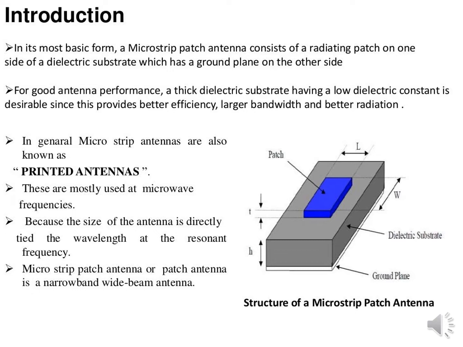This particular microstrip antenna, in other words, can also be called a printed antenna. They are most widely used at microwave frequency. Why they are most widely used at this frequency is that the size of the antenna will be directly tied to the wavelength at the resonant frequency. So we can call this microstrip patch antenna, or patch antenna, a narrow band wide beam antenna.